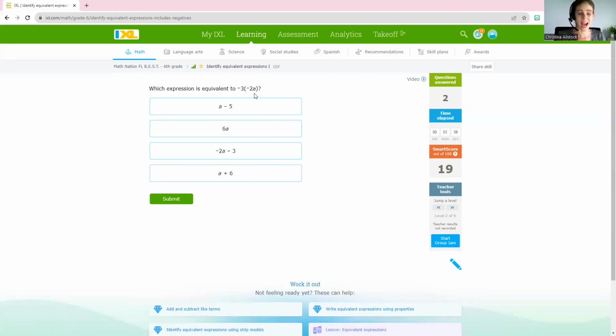In this case, I only have one term. I have my variable term of negative 2a. And then there's a number right outside the parentheses. So in this example, it simply just means multiplication. So let's multiply to simplify and see what our equivalent expression is. Remember that a negative times a negative is a positive, which would result in a positive 6a.